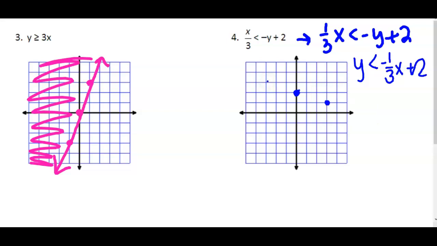I wasn't sure at first if you were messing with me, so I would graph it wrong. Is my line solid or dashed? Above or below? Oh yeah, because I wrote it.